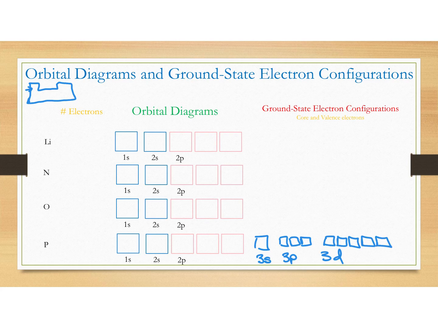So what I want you to get from this is that the periodic table will tell you how far out you need to go. We can't do phosphorus because we need to go all the way up to the third energy level. So we're going to look at the top three here: lithium, nitrogen, and oxygen. The first thing you're going to do is find the number of electrons.